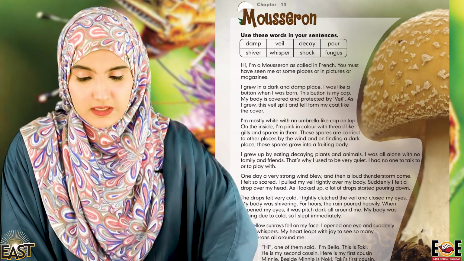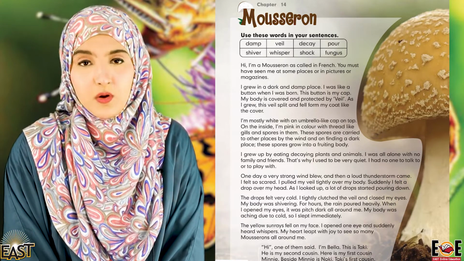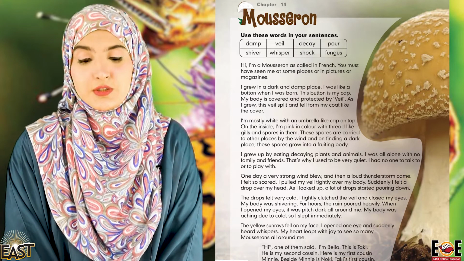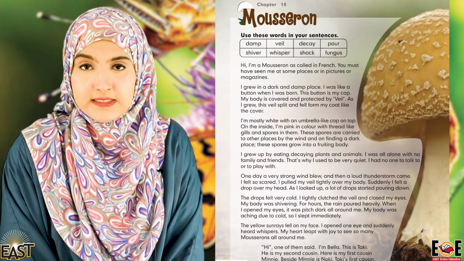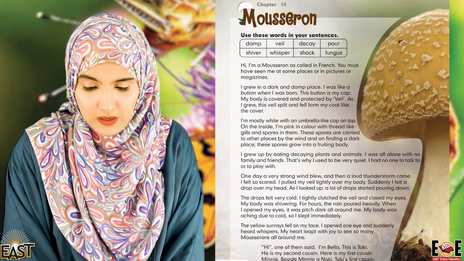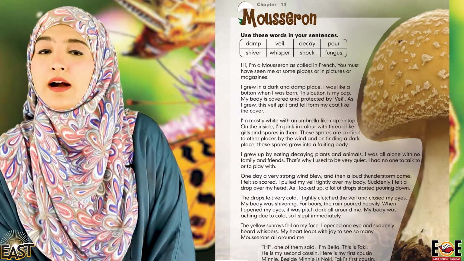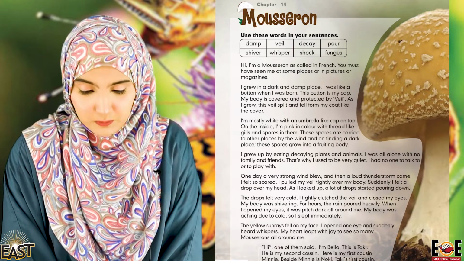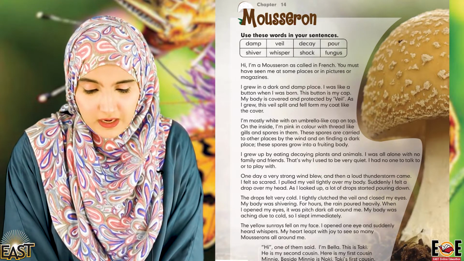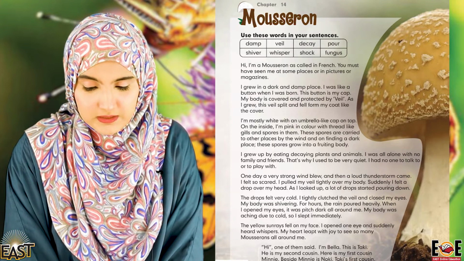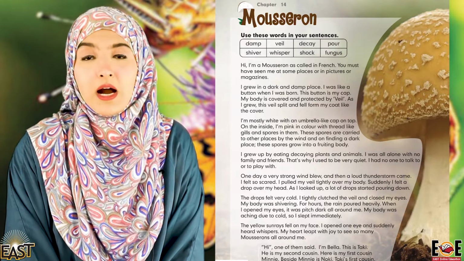Okay. I'm mostly white. मैं ज़्यादातर white होता है मेरा color, with an umbrella like cap on top. एक cap की तरह top पे umbrella होती है मेरे, which is in white color. On the inside, I'm pink in color. Wow, with thread-like gills and spores in them. Now, I want you all to underline these difficult words, gills and spores in them. These spores are carried to other places by the wind, and on finding a dark place, these spores grew into fruiting body. Wow.